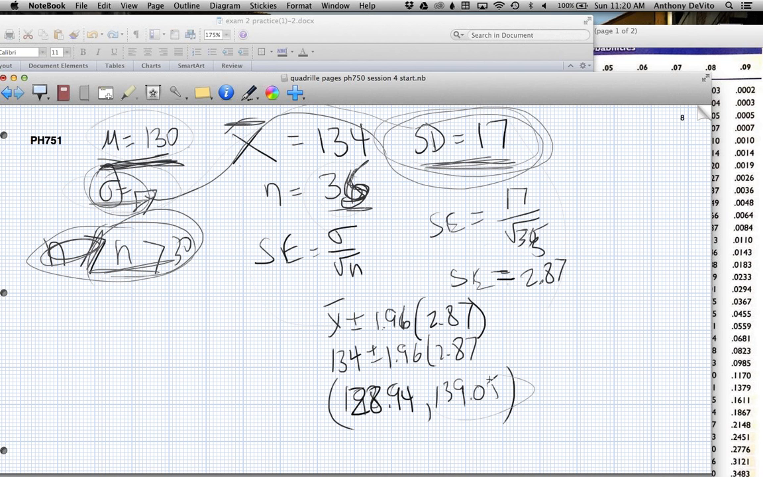Now I'm 95% certain that the true mean is between these two numbers, right? So now, the manufacturer claims it's 130. Well, that's within my range, right? It looks like it could be 130. Our sample certainly doesn't seem to disprove that, does it?